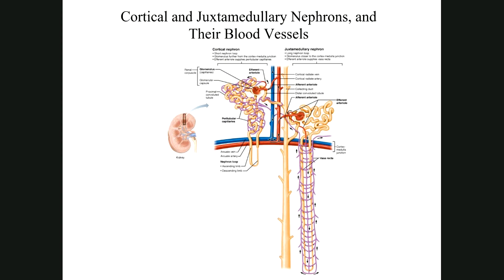The endothelium is very fenestrated. And they differ from the other capillaries because they are fed and drained by arterioles. We have afferent arterioles that enter the glomerulus, that's the afferent arterioles, right? Afferent arterioles that branch.